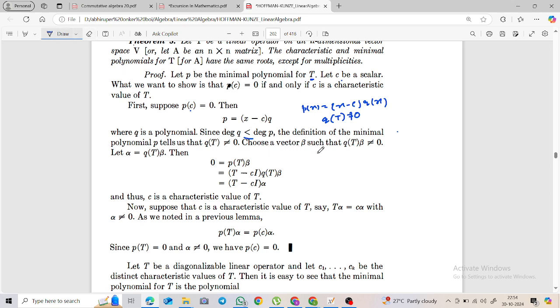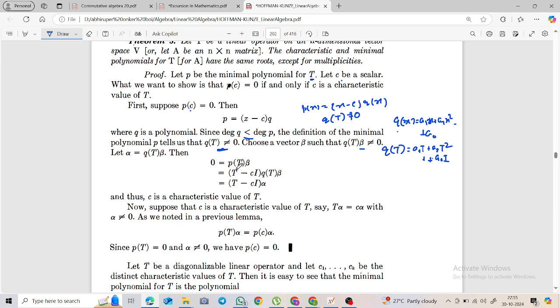Choose a vector beta such that Q(T) beta is not equal to 0. See, Q(T) is an operator. Suppose Q(x) is of the form a1 x plus a2 x squared and so on, up to a naught, then Q(T) is a linear operator of the form a1 T plus a2 T squared up to a naught I. This is a polynomial, this is an operator. So Q(T) is not identically 0. That means there is a vector which is not killed by Q(T). Let's call it beta. So Q(T) beta is not equal to 0. Put alpha equal to Q(T) beta.